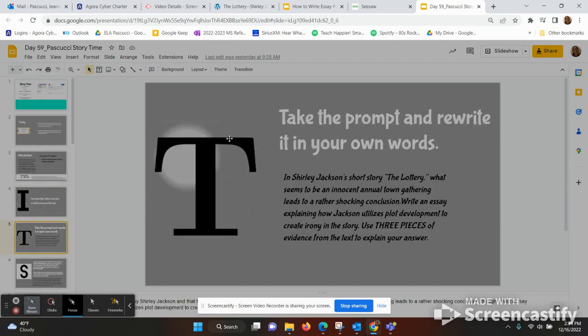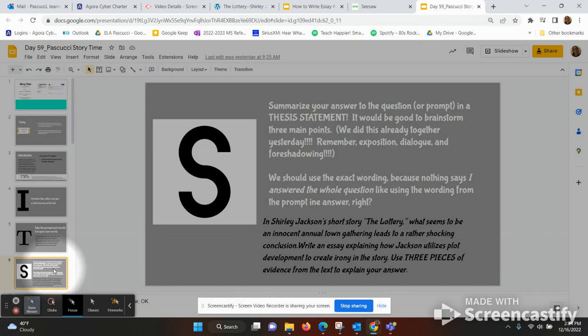Okay, then the T. Take the prompt, which is this, and rewrite it in your own words. Now, we just already said Shirley Jackson short story, The Lottery, so we can kind of restate it and say, what seems to be an innocent annual town gathering leads to a shocking conclusion. All right, which is somebody dies. Crazy, right? And then we have our S.